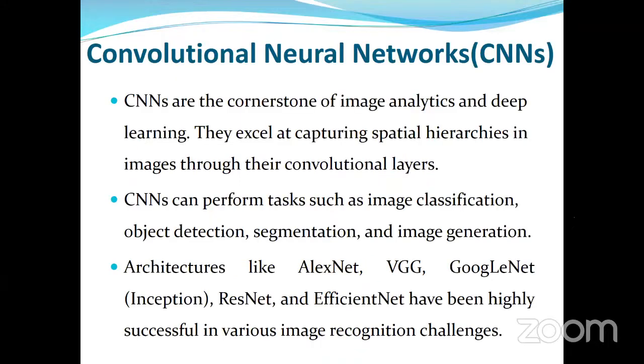So one of the major algorithms is CNN, which is mainly applied in image processing. CNNs are the cornerstone of image analytics and deep learning also. They excel at capturing spatial hierarchies in images through their convolution layers. This convolution network, I will expand a little. There are architectures like AlexNet, VGG, GoogLeNet. These are some of the tools where you can apply. I have applied convolutional neural networks only in MATLAB, but there are tools you can very well apply. CNNs can perform image classification, detection, segmentation, and image generation is also possible. Most people are using CNN for image analysis and analytics.